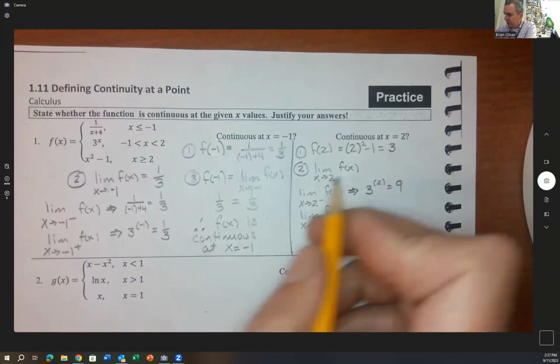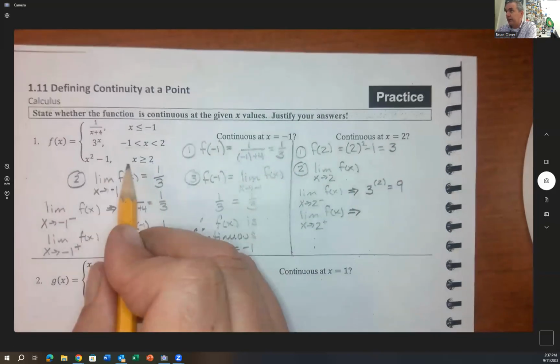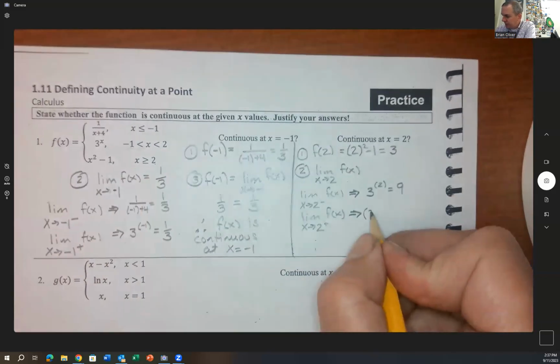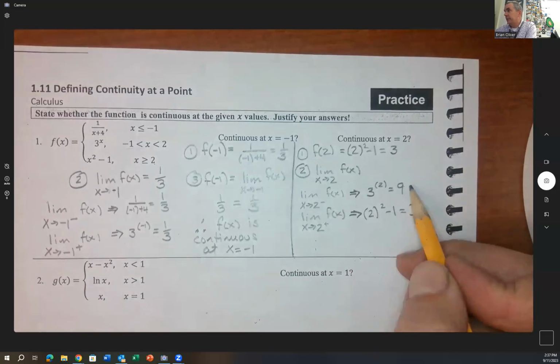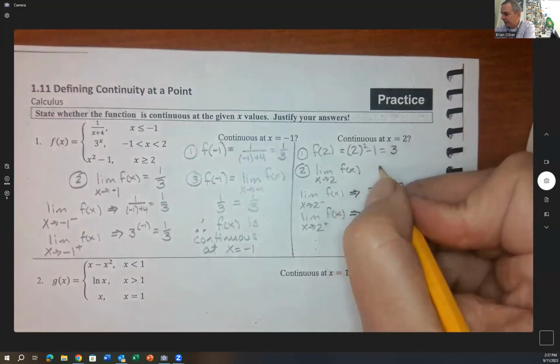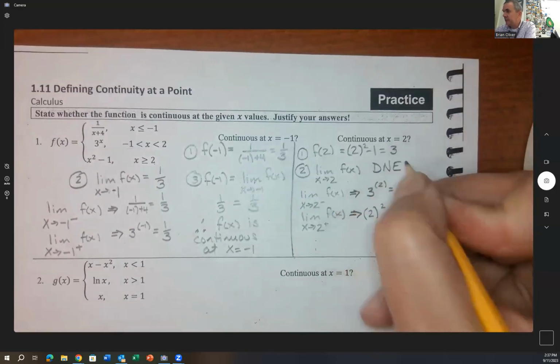This is the one we did before. 2 from the right is greater than or equal to 2. So it's going to be 2 squared minus 1. So that's 3. Now notice, these two numbers are not the same. So that tells me that the limit does not exist.